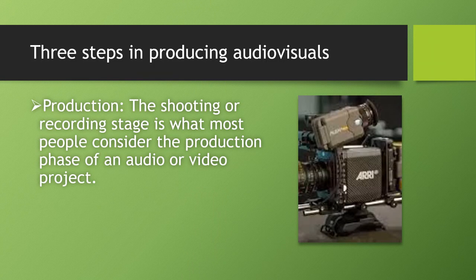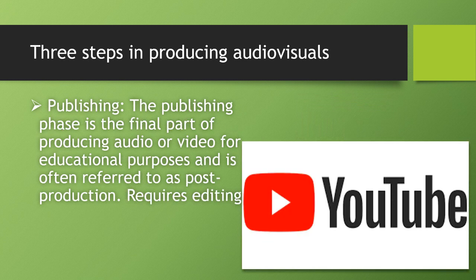Production. The shooting or recording stage is what most people consider the production phase of an audio or video project. Publishing. The publishing phase is the final part of producing audio or video for educational purposes and is often referred to as post-production. So, one of the applications that we normally use today as a publishing app is YouTube. This is one of the apps that we are currently using today. But there are a lot of apps, Vimeo, SlideShare, so anything that can convey audio or video for educational purposes.